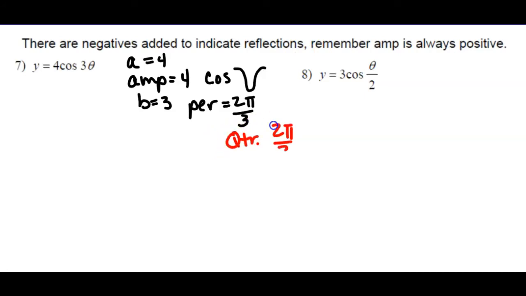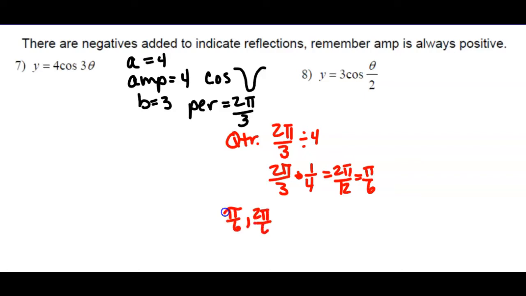2 pi over 3 divided by 4, or 2 pi over 3 times 1/4, would make them every 2 pi over 12, or pi over 6. So we're going to go 1 pi over 6, 2 pi over 6, 3 pi over 6, 4 pi over 6, 5 pi over 6, okay, etc. We don't need that many. We only need 4 of them. And some of them are going to reduce. Actually, all of these are going to reduce.